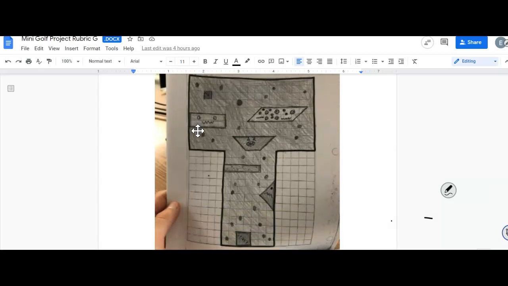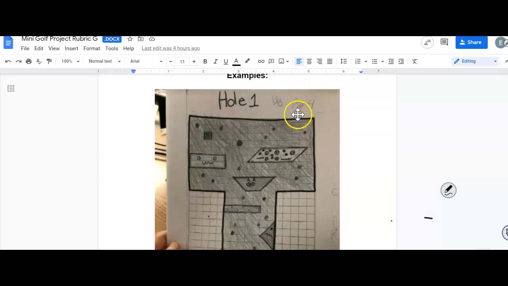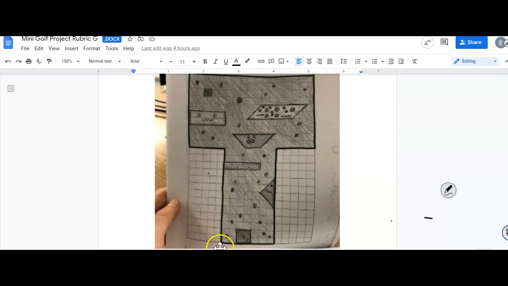This is an example of a hole. It was a par 4. This theme is monsters, or Monsters, Inc. I can't remember, but each of these obstacles is a monster. Okay, so again, if you notice, they used in a whole grid paper, they didn't use the whole thing.